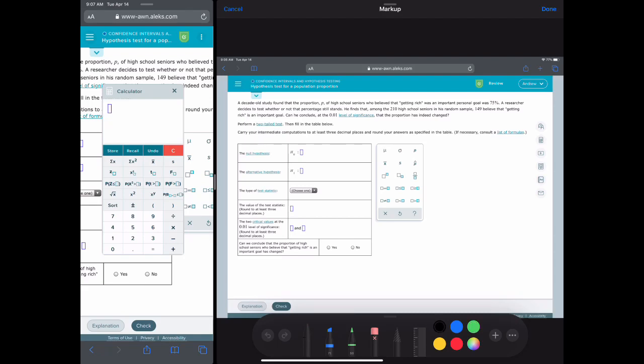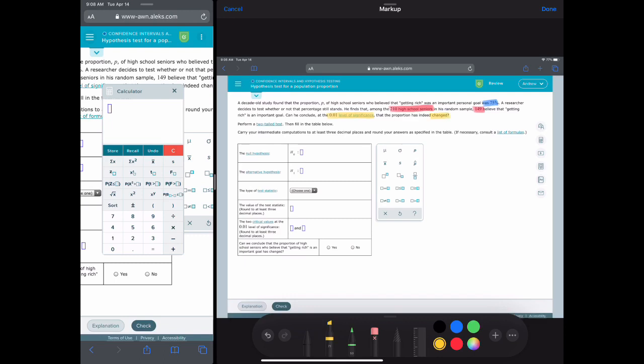Here we are looking at a hypothesis test for a population proportion. So the problem says a decade-old study found that the proportion P of high school seniors who believed that getting rich was an important personal goal was 75%. A researcher decides to test whether or not the percentage still stands. He finds that among the 210 high school seniors in the random sample, 149 believe that getting rich is an important goal. Can he conclude at the 0.01 level of significance that the proportion has indeed changed?